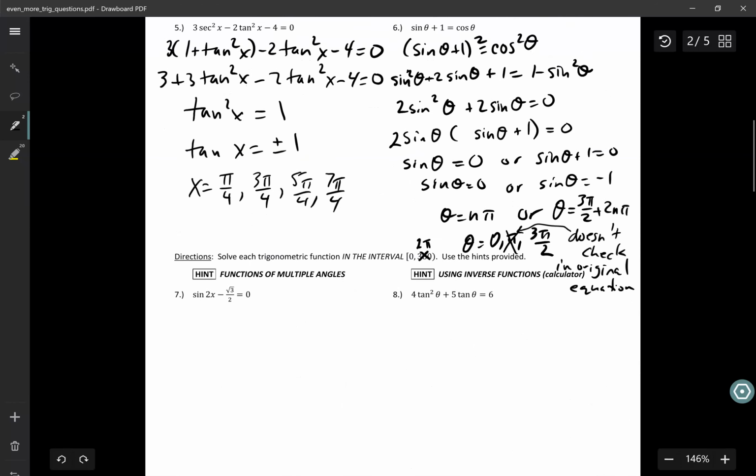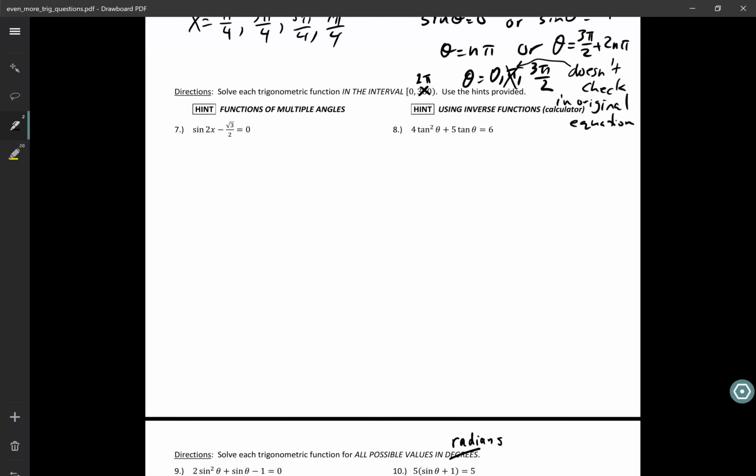All right, let's go down here and work with these. I changed the directions to all of these to do things in radians. I would rather do radians than degrees because you're taking trigonometry to go on to calculus. All calculus is done in radians. You do not do calculus in degrees. So that's why I changed the directions to all of these to be either interval from 0 to 2 pi or just telling you to do the answers in radians.